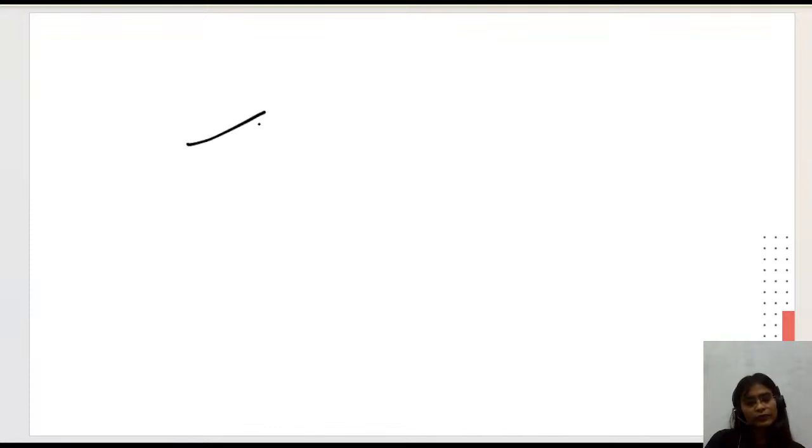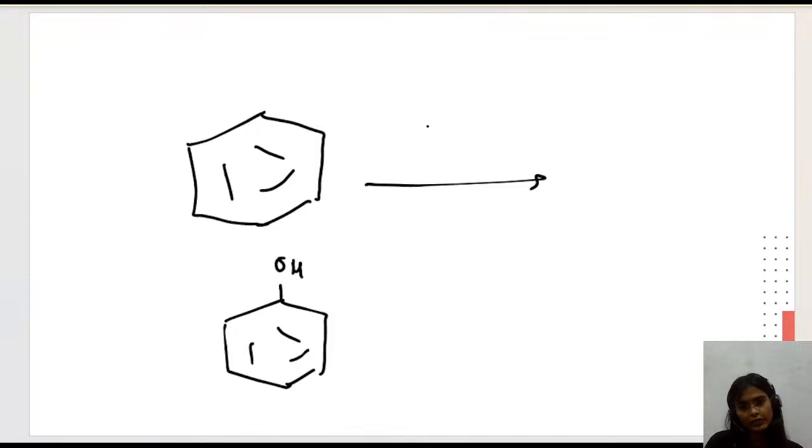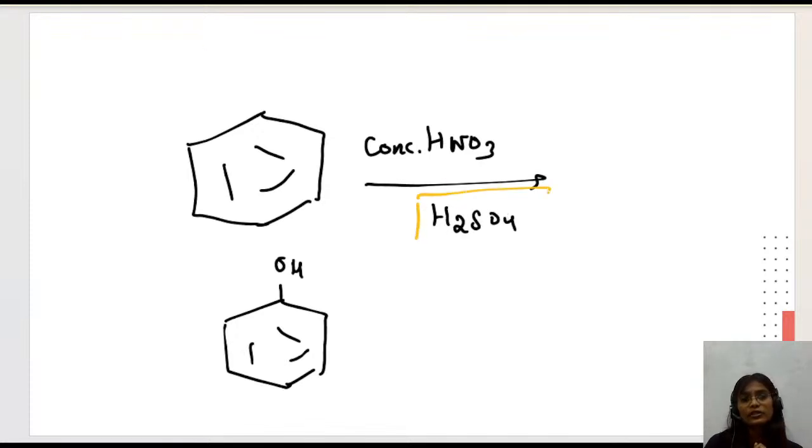For example, suppose I have plain benzene, normal benzene. And the second case has an OH there. What is the nitrating reagent there? That is HNO3, concentrated HNO3. And what are we using as well? H2SO4. What is the function of H2SO4? If you remember, it behaves like a catalyst. It increases the rate of reaction.